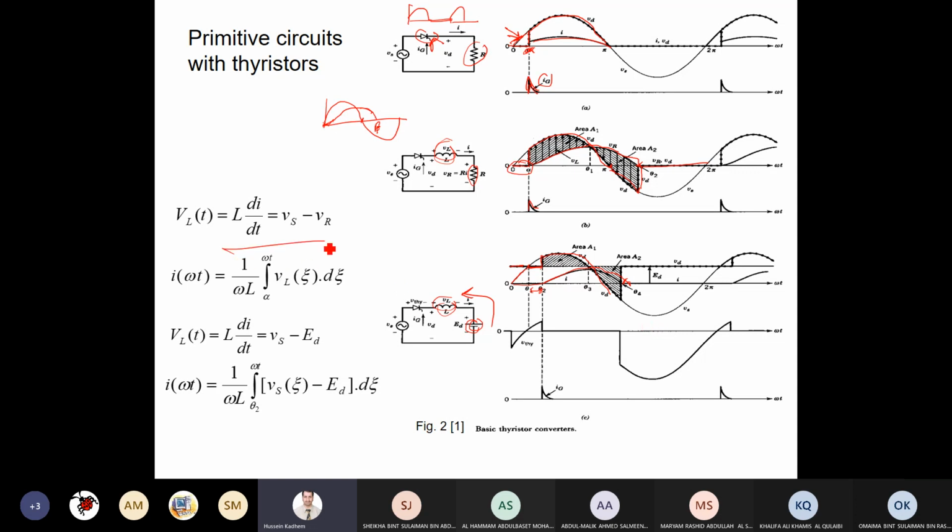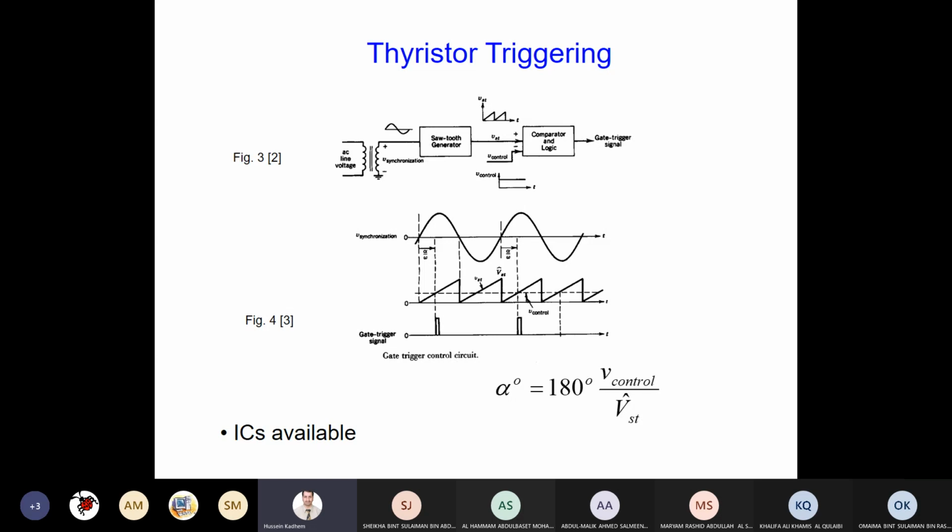So you see here the same formula we used, but rather than starting at 0, we start at alpha. Here I call it phi 2 because we have different angles, so its name needs to be changed here. Otherwise, it's alpha.